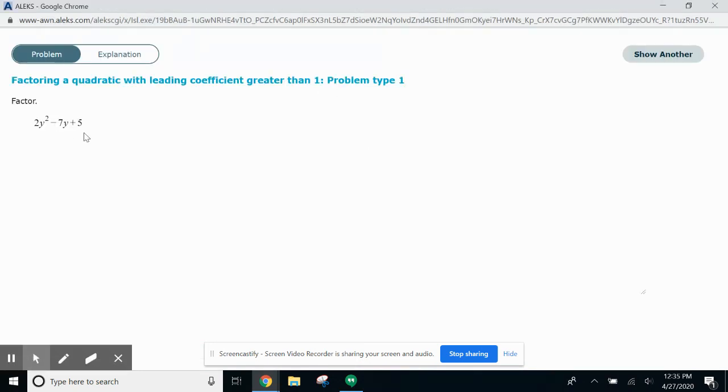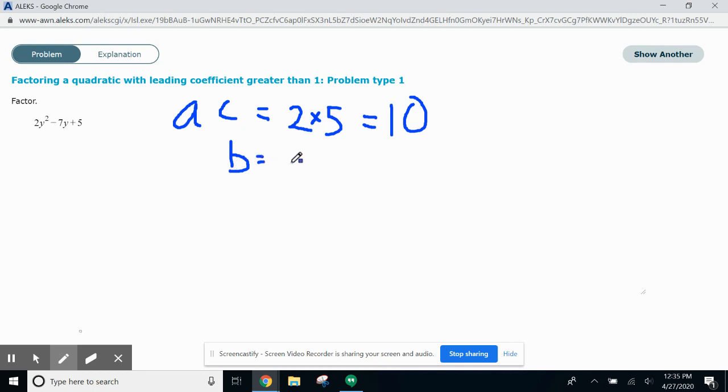So now on this one, I have a number in front of here. So that means it's going to be a little bit different. So let's see. A times C. In this case, it's 2 times 5. That makes 10. All right. And my letter B is negative 7. All right.